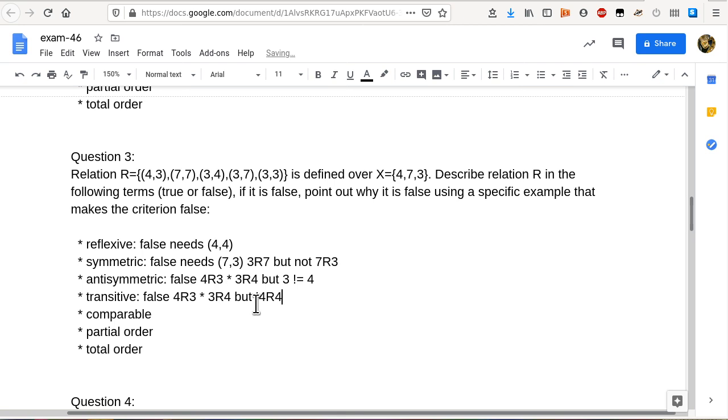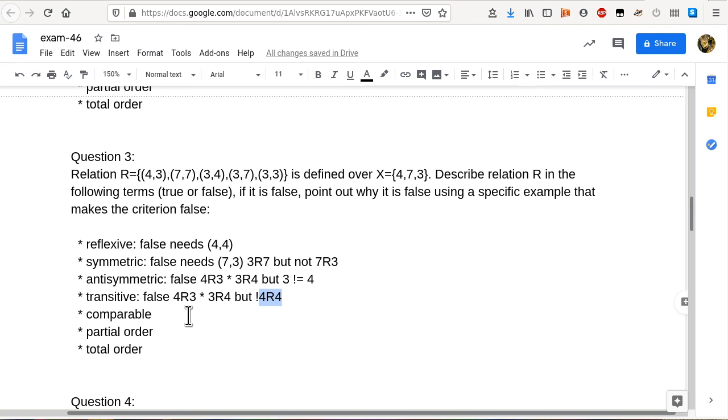Because if it is transitive, then with E being 4, F being 3, and then G being 4, that means 4R4 should exist too. 4R4 should be true as well, but since it is not in the set, we don't have 4R4, and that is the reason why it is not transitive.